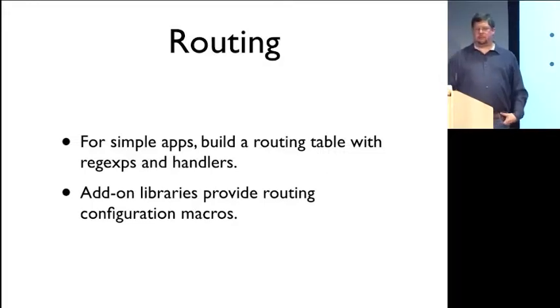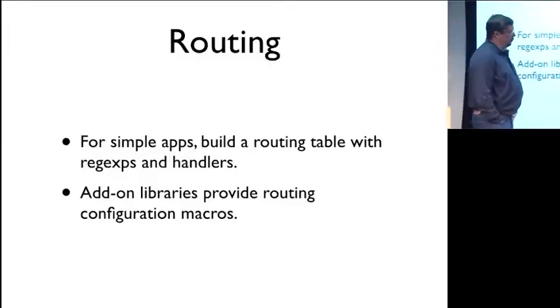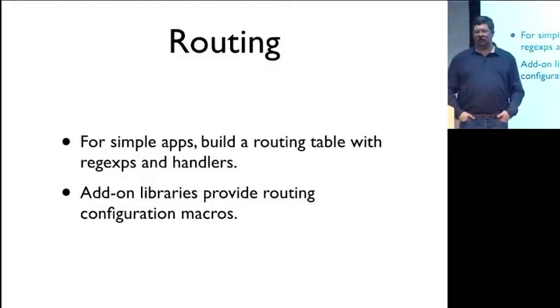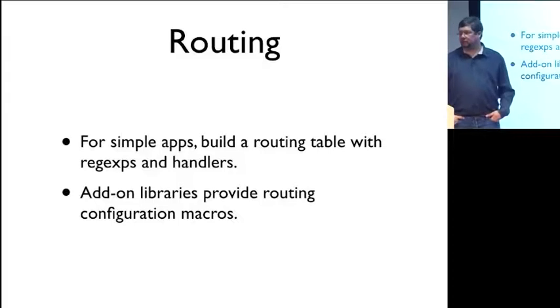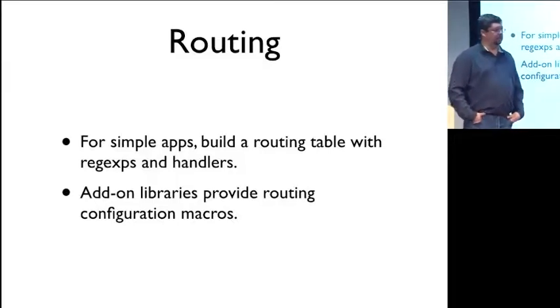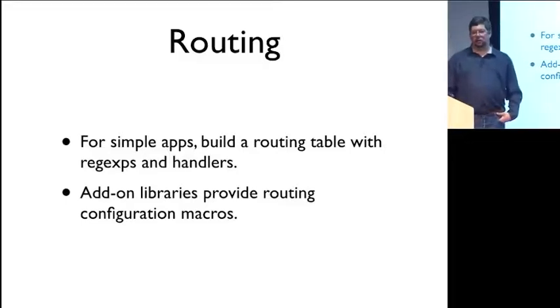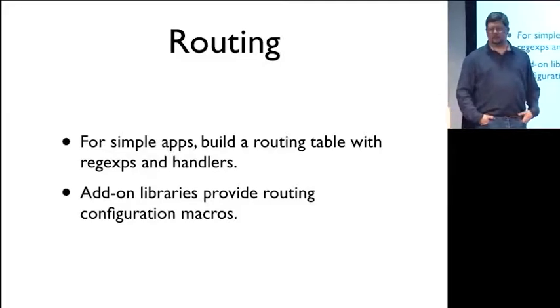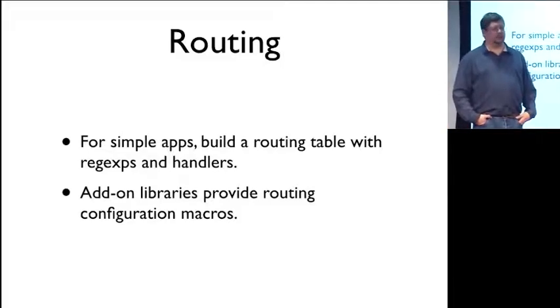It doesn't really include any support for routing. For simple apps, you can just build a little routing table with regex or strings to match URLs and handler functions to handle those particular URLs. And then as you get more sophisticated, evolve that into something different. Or there are several different libraries right now, and Compojure is one of them. I mentioned it started out as a full-fledged web framework. And now it's really just a little set of macros to help you build routes on top of Ring.